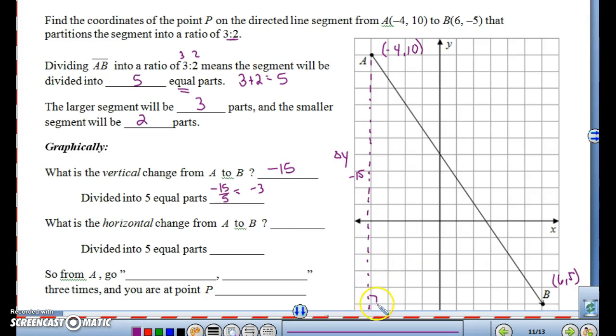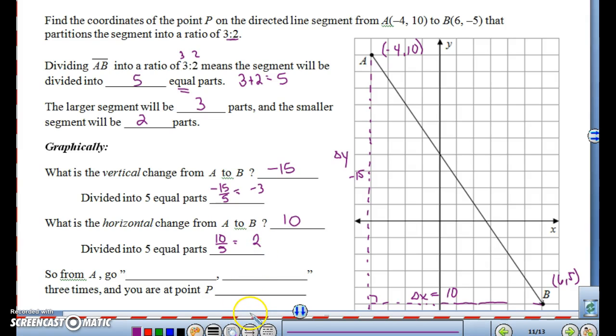Now, we also have to look at the horizontal change to go from A to B. So we're comparing the horizontal change from A to B. So this would be delta x. And if we count here, it's 1, 2, 3, 4, 5, 6, 7, 8, 9, 10. So delta x is equal to 10. So the horizontal change is 10. So if I divide that into 5 equal parts, 10 divided by 5 is 2.